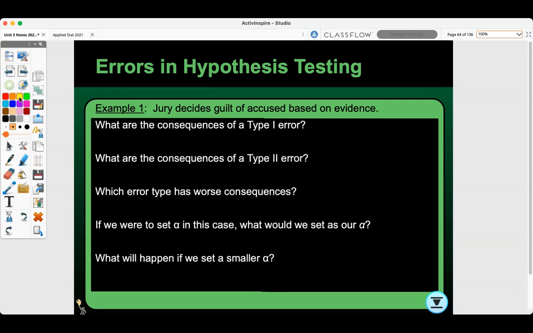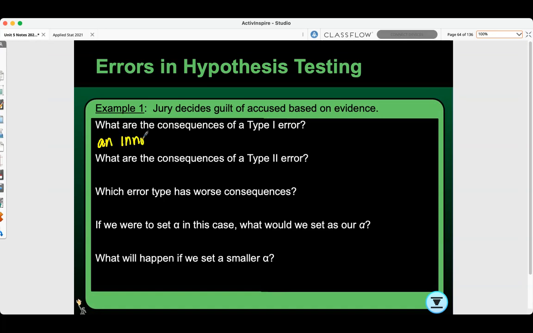What are the consequences of a type 1 error? Something that could be a consequence of a type 1 error is we have an innocent person who goes to jail. What are the consequences of a type 2 error? A guilty person just walks. They don't go to jail.